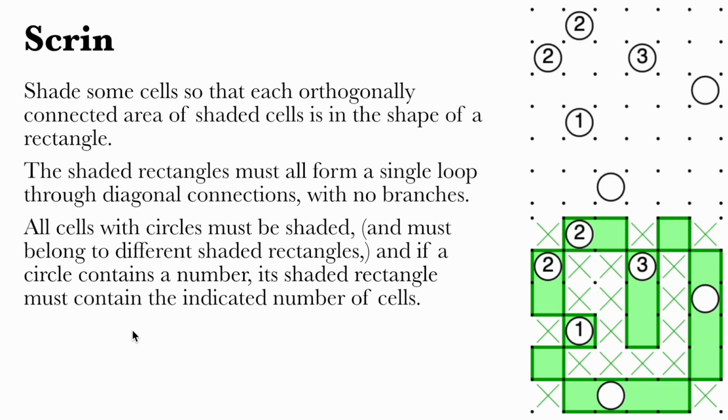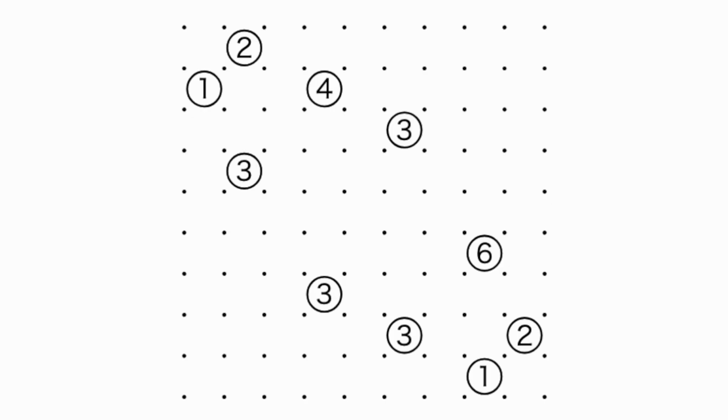And also, it's worth pointing out that it is not required that a rectangle have a circle inside it. It's okay if it has no circle at all. We just can't have free floating circles that are not part of a rectangle. Those are the rules of Scrin, so it's time to solve a puzzle. Today's Scrin was set by Shye.